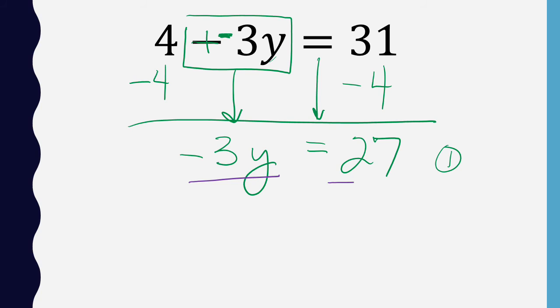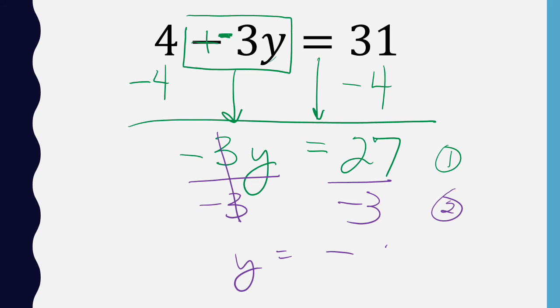So now let's go ahead and divide both sides by the coefficient with our variable here. So that is negative 3. And that leaves us, in step 2, with y being equal to negative 9.